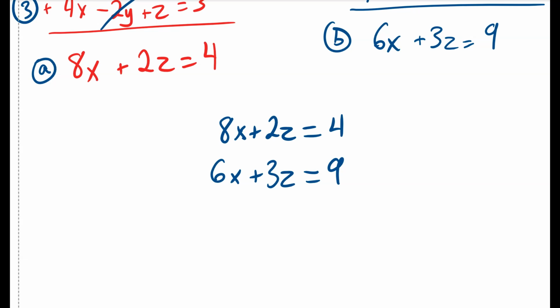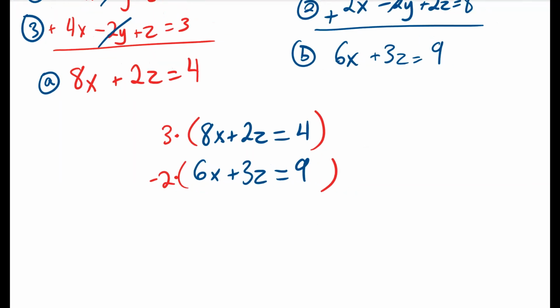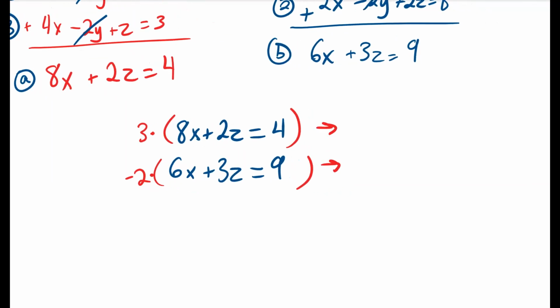It looks to me like the z's might be a little bit easier. If I'm looking at A and B, well, if I multiply the top equation by 3, I would get 6z, and if I multiply the bottom equation by negative 2, I would get a negative 6 as a coefficient for that z, and when I add these two equations, then they would cancel. So what I'm left with here, 3 times 8 is 24, 3 times 2 is 6, and 3 times 4 is 12.